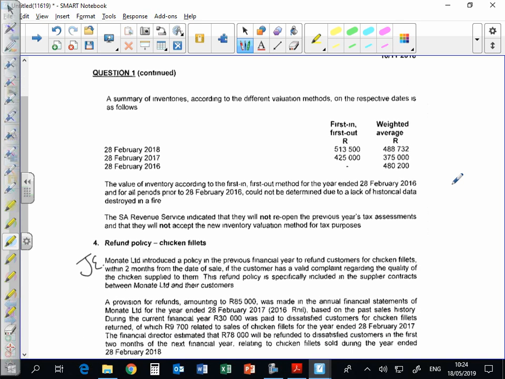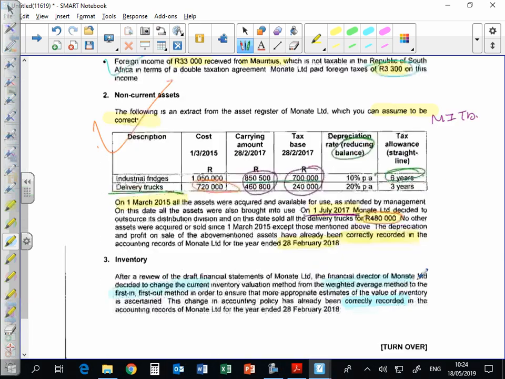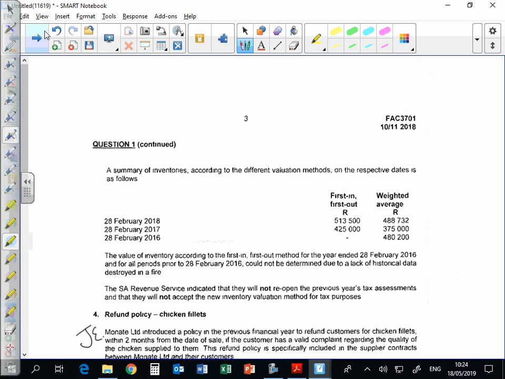And they've given me the summary over here. We are going from the weighted average to the first in, first out method. And they gave us the balances for 2018, 2017, and 2016. There was no first in, first out method. And they give me a reason here. The value of inventory for the year ended 2016 could not be determined due to lack of historical data. Now, that is something important to mention in your note.